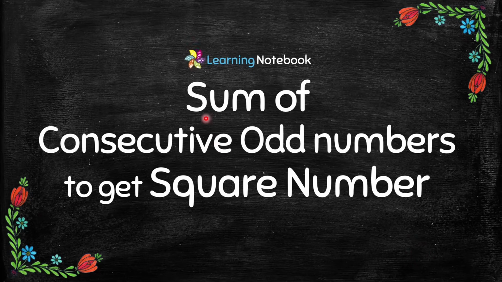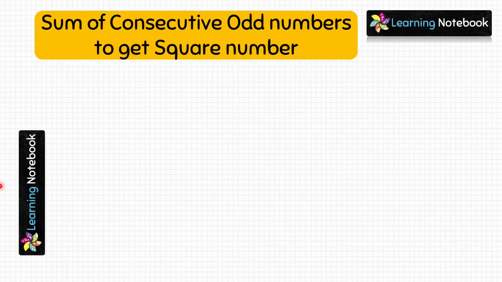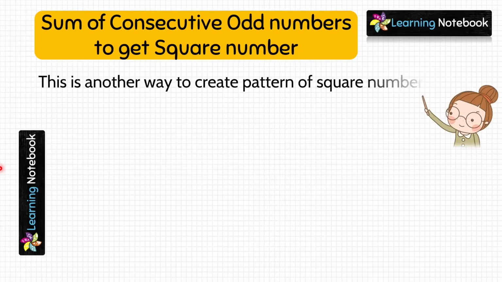Now our next topic is sum of consecutive odd numbers to get square number. Now there is another way to create pattern of square numbers. This pattern involves sum of consecutive odd numbers. And what are odd numbers? Numbers like 1, 3, 5, 7, etc. So let's see how we can get square numbers using sum of consecutive odd numbers.